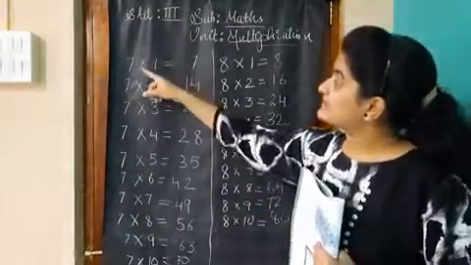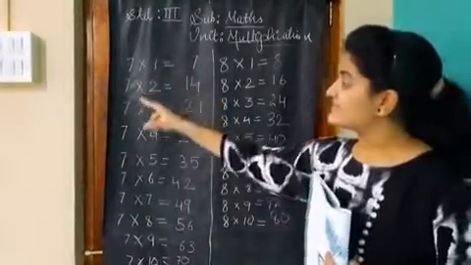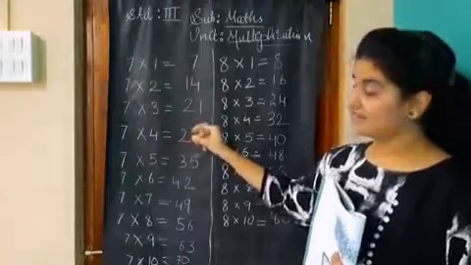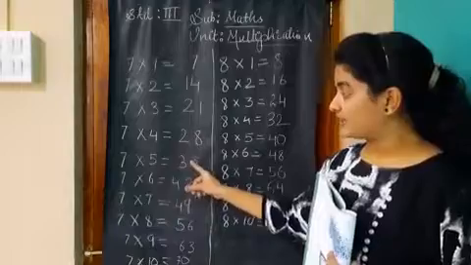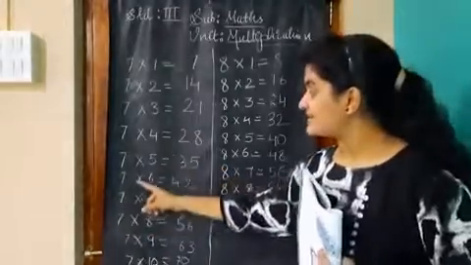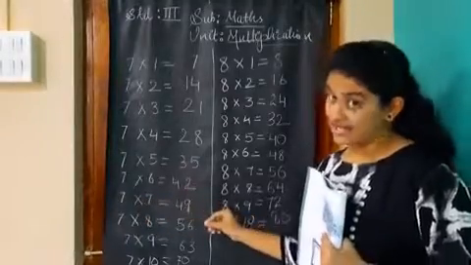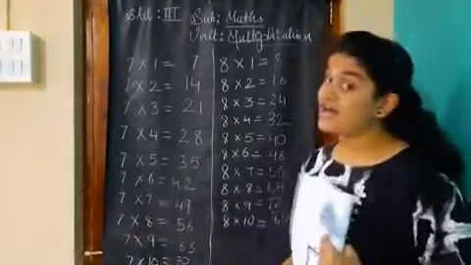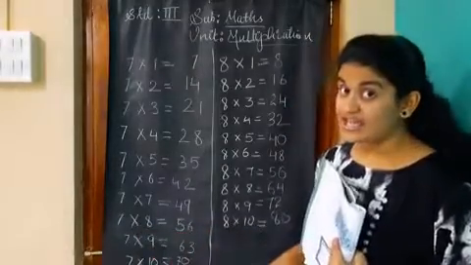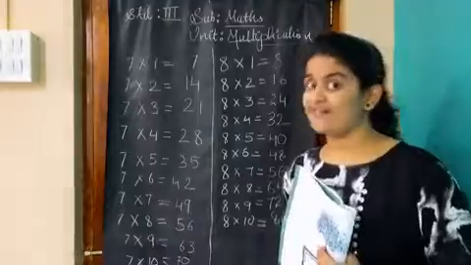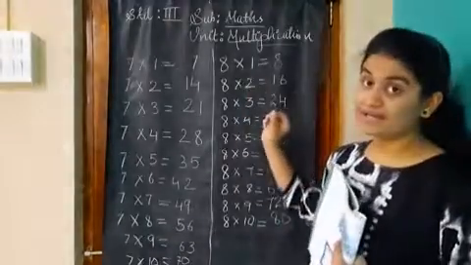Okay? 7 1s are 7. 7 2s are 14. 7 3s are 21. 7 4s are 28. 7 5s are 35. 7 6s are 42. 7 7s are 49. 7 8s are 56. 7 9s are 63. And 7 10s is 70. Okay? Now repeat behind me this table.